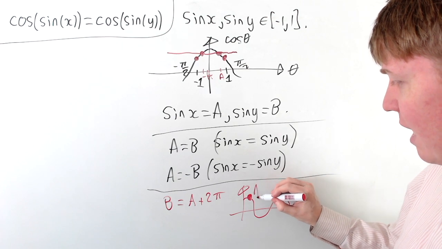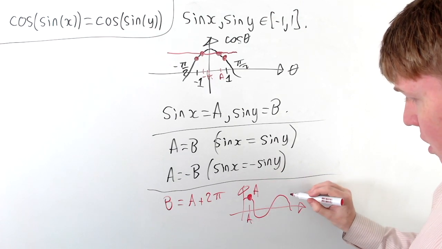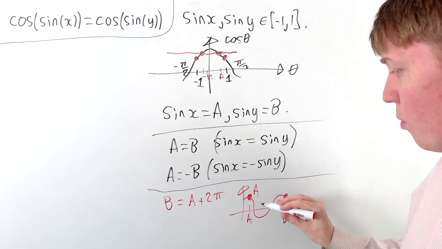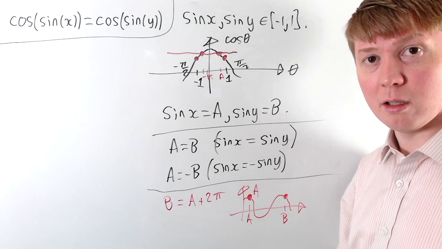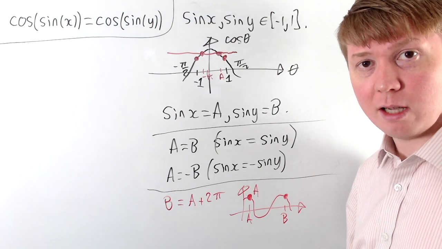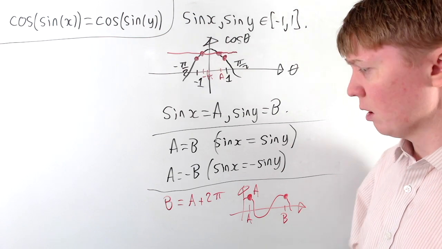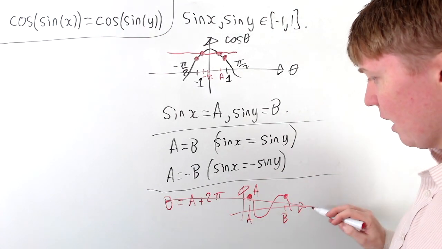So let's say we've got a here on our x-axis, and then we add 2 pi, so b would be a plus 2 pi. It would be true that cos a equals cos b, but then this takes us outside of our region between 1 and -1 that we're interested in. So actually we don't need to consider any extra cases.